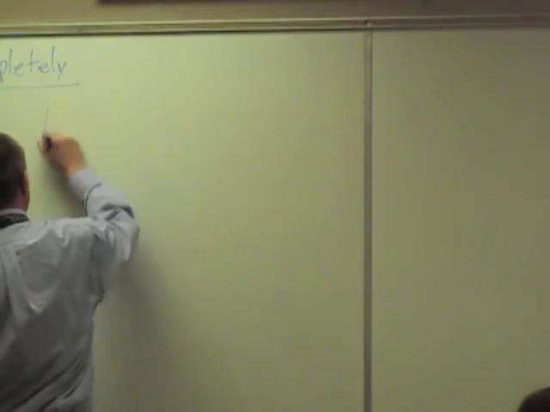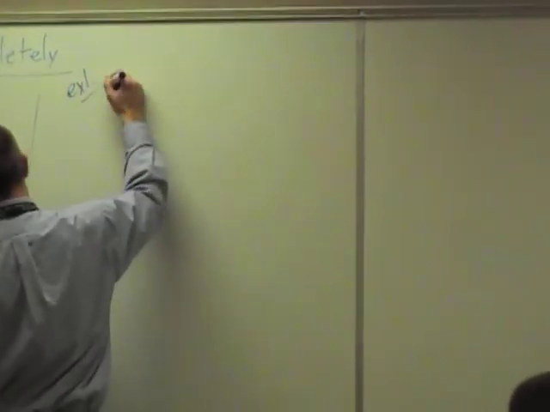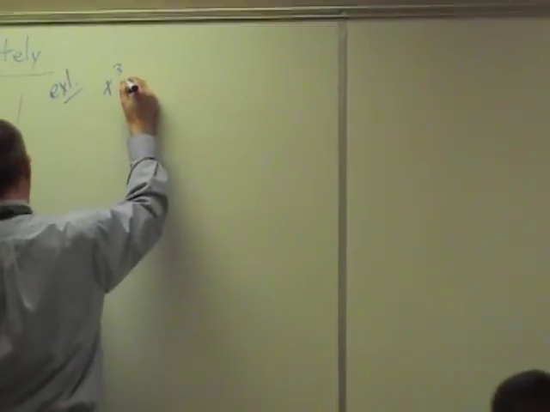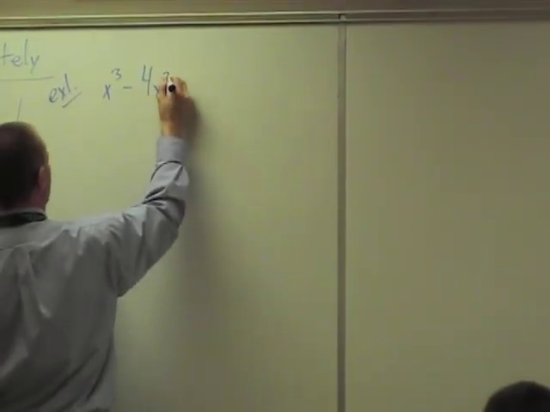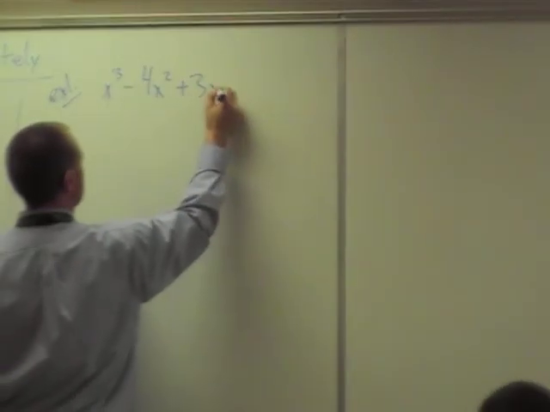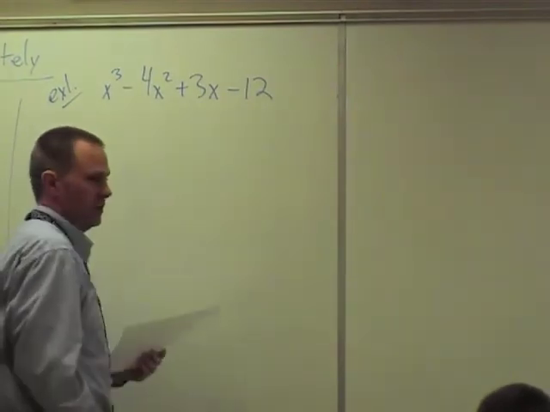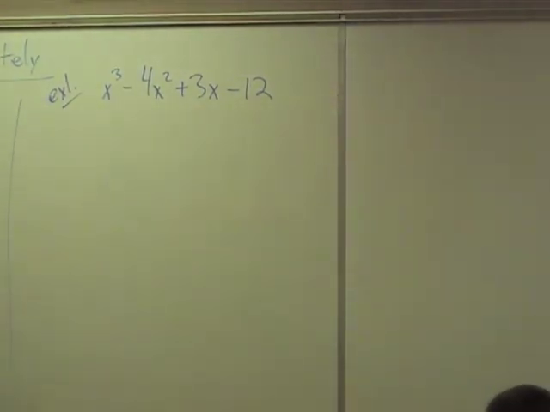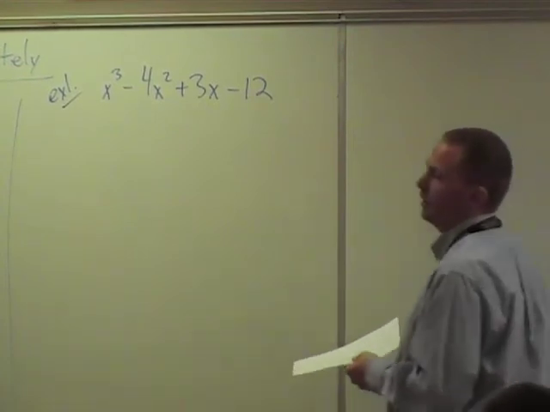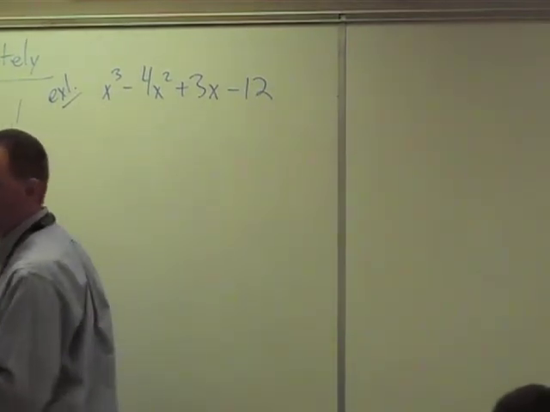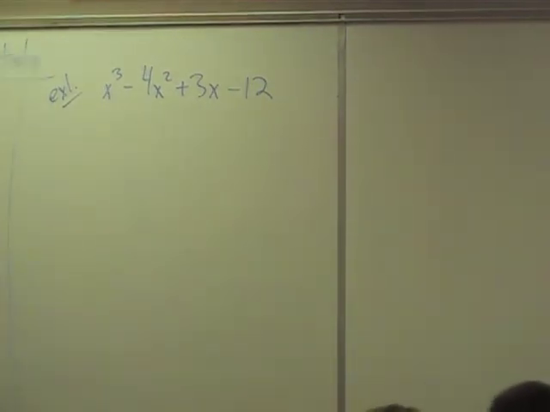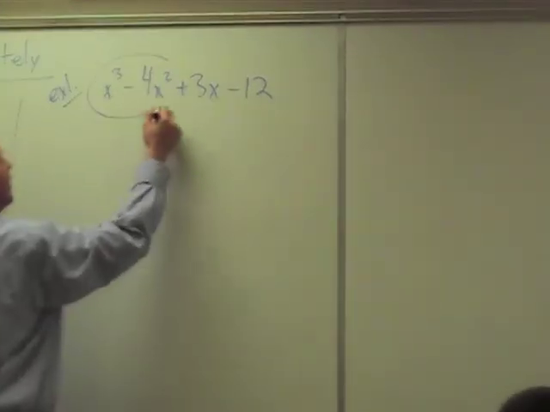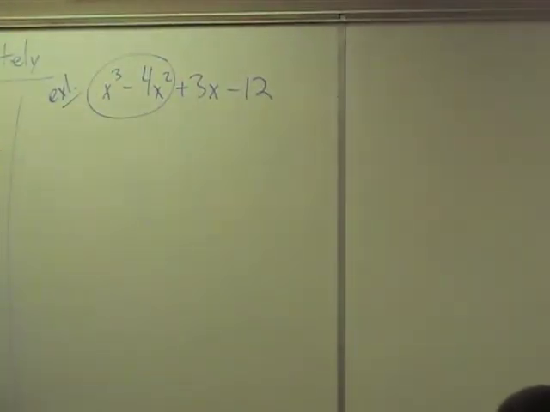Example 1. X cubed minus 4x squared plus 3x minus 12. I'll let you catch up. How many terms? 4. Don't know how to factor a 4-term polynomial. Step 1. What's step 1? Factor the first 2 terms. What can you factor out of the first 2 terms?